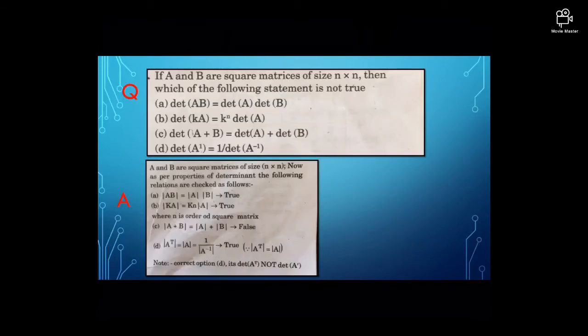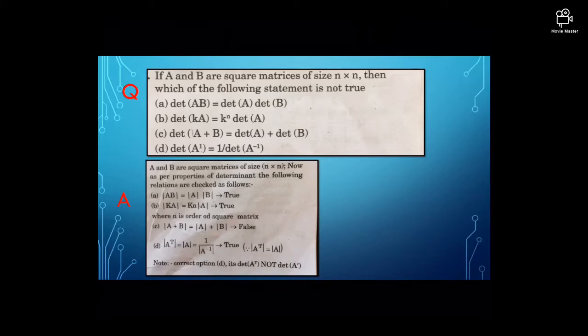Next is a question which they want to test, like are we clear with the basics of the determinants? Let me read the question. If A and B are square matrices of size n by n, then which of the following statement is not true? So the question is, which of the following statement is not true? It's not like which of the following statement is true. So let's read one by one.